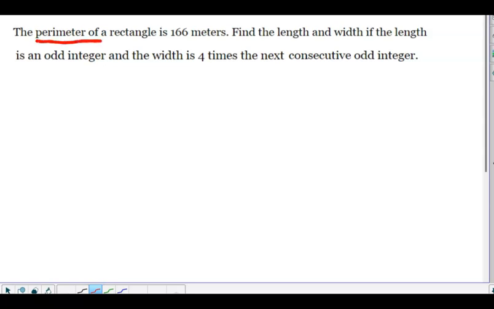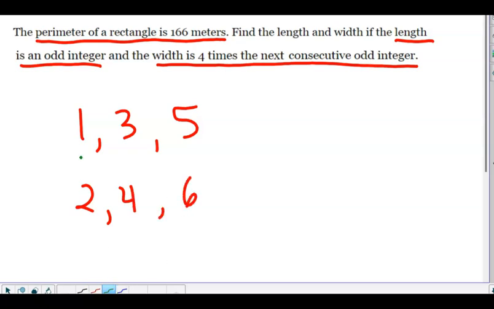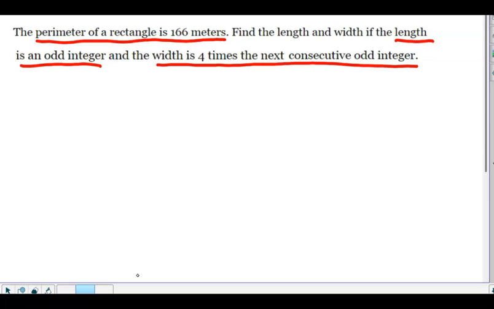Okay, the perimeter of a rectangle is 166 meters. Find the length and the width if the length is an odd integer and the width is 4 times the next consecutive odd integer. Now remember, it doesn't matter if it says even or odd. Anytime you are even or odd, you are still skip counting by 2. You are always skip counting by 2. So it doesn't matter whether it says even or odd. The translation is always the same. We don't know the first one, but we know the next one will be plus 2.